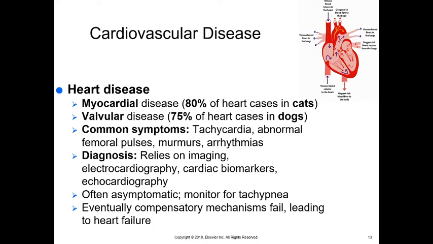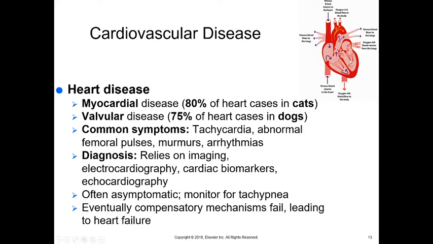All right, cardiovascular disease or heart disease. There are two basic types of heart disease, things that affect the heart, and then there are diseases of vessels as well. Myocardial disease is a disease of the myocardium, which is the muscle of the heart walls, the pump. 80% of heart cases in cats are myocardial disease. With dogs, 75% of the heart cases in dogs are due to valvular diseases.